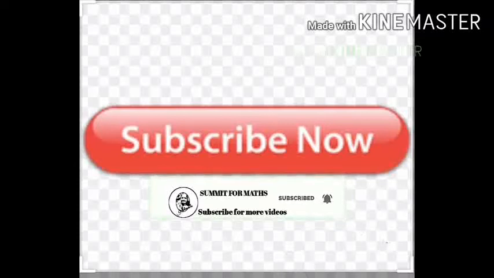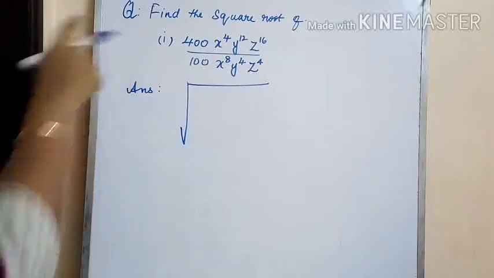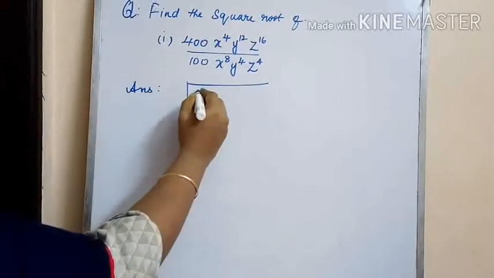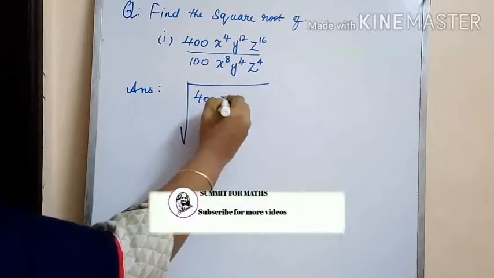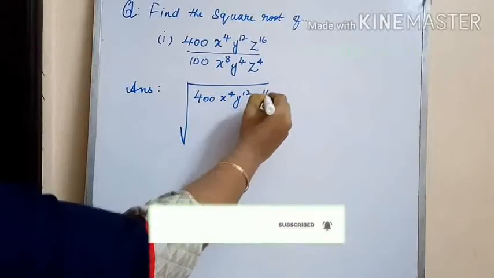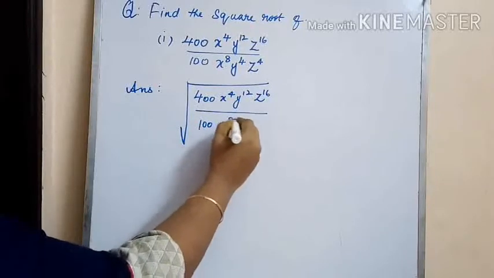Let's get started. In today's session of Algebra, we are going to find the square root of the following rational expressions. Here we have 400 x to the power of 4, y to the power of 12 and z to the power of 16 divided by 100 x to the power of 8, y to the power of 4 and z to the power of 4.